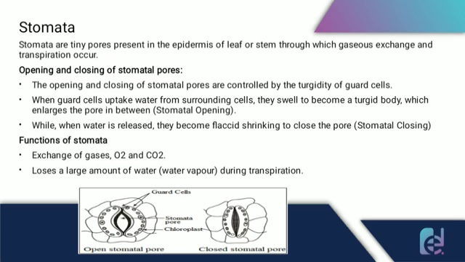Now let's know about the functions of stomata. So the very first function is exchange of gases, that is oxygen and carbon dioxide. Then, the plant loses large amount of water vapor during transpiration. So during the process of transpiration, it helps to throw out the excess water vapor from the plant body.